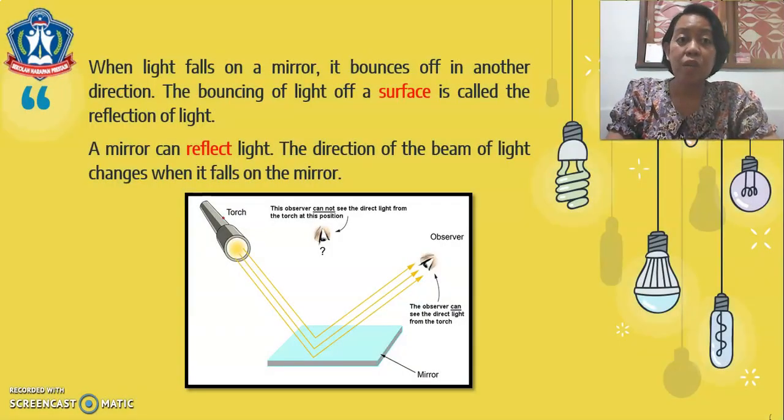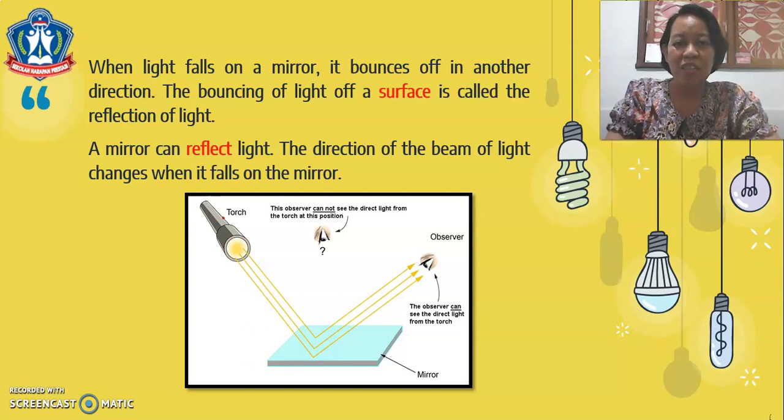When light falls on a mirror, it bounces off in another direction. The bouncing of light off a surface is called the reflection of light. A mirror can reflect light. The direction of the beam of light changes when it falls on the mirror.